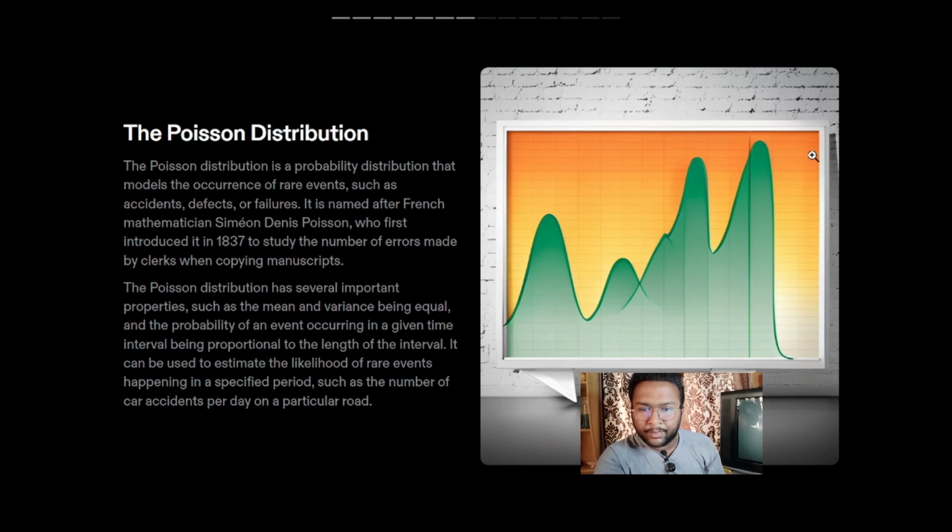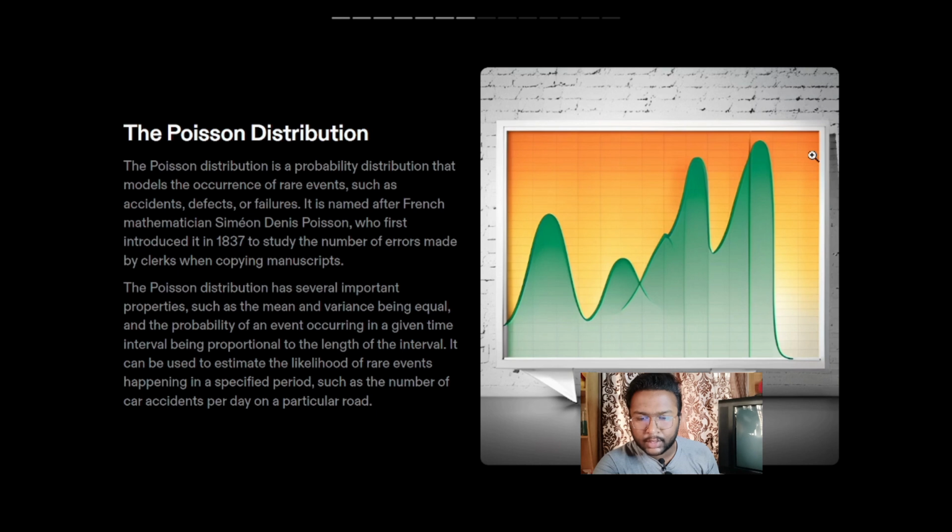Coming on to Poisson's distribution. The Poisson's distribution is a probability distribution that models the occurrence of rare events such as accidents, defects, or failures. It is named after the French mathematician Simeon Denis Poisson, who first introduced it in 1837 to study the number of errors made by clerks when copying manuscripts. The Poisson's distribution has several important properties, such as the mean and variance being equal, and the probability of an event occurring in a given time interval being proportional to the length of the interval.